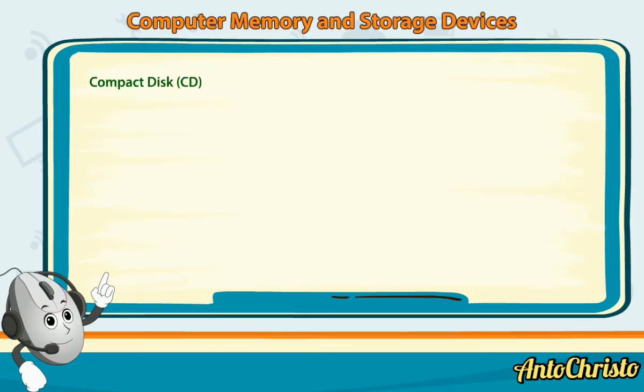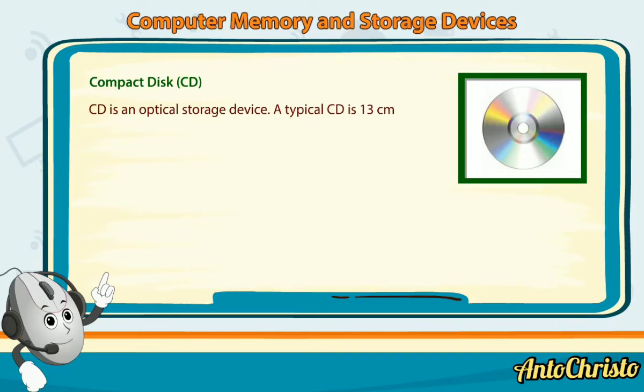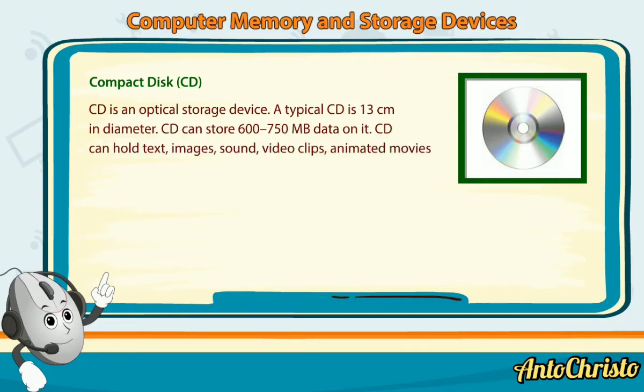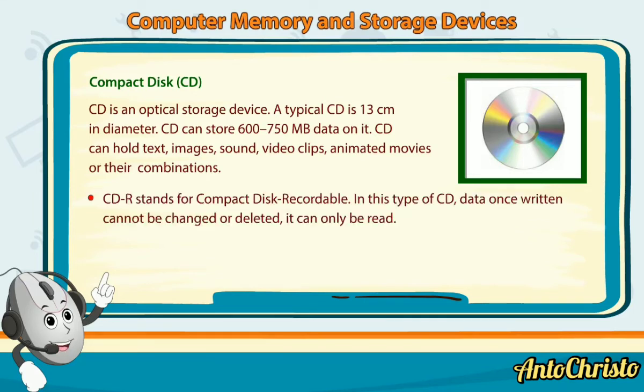Compact disc (CD). CD is an optical storage device. A typical CD is 13 cm in diameter. One CD can store 600 to 750 MB data on it. CD can hold text, images, sound, video clips, animated movies, or their combinations. CDR stands for Compact Disc Recordable. In this type of CD, data once written cannot be changed or deleted. It can only be read.